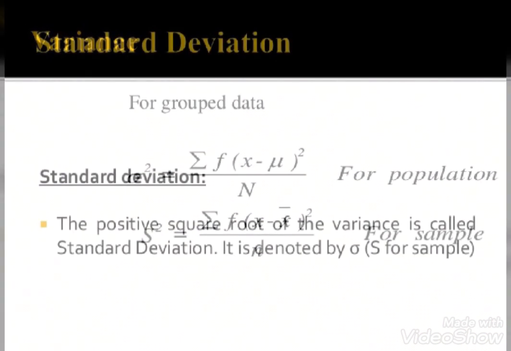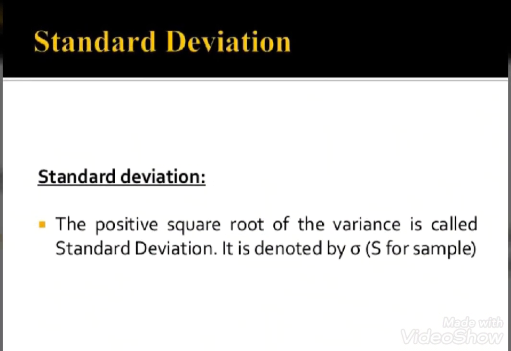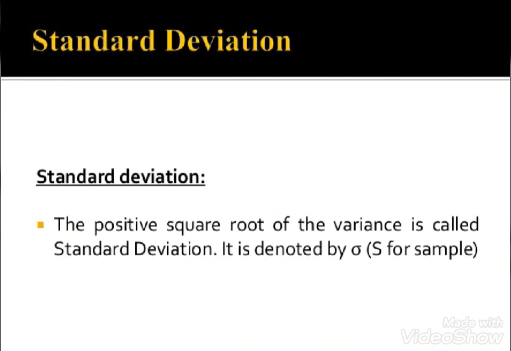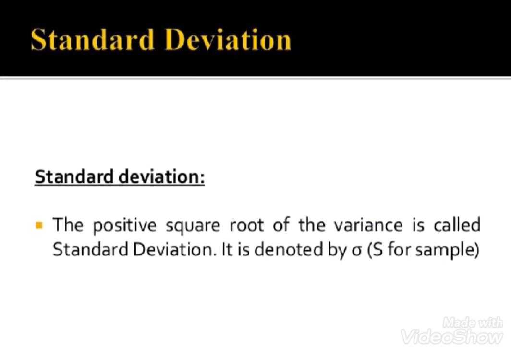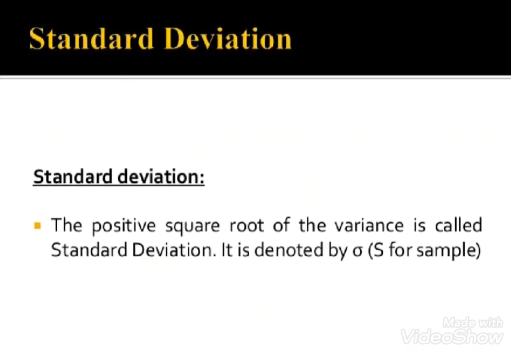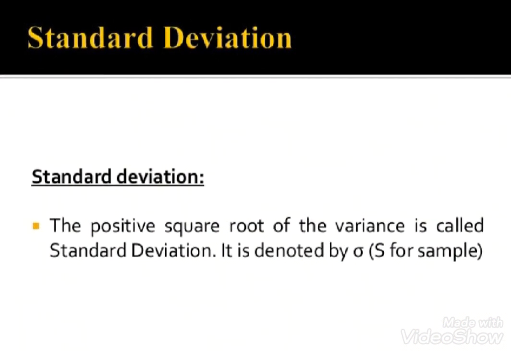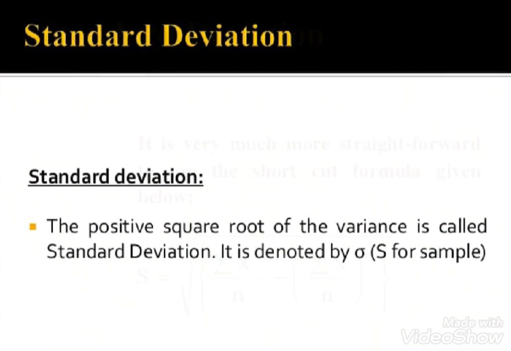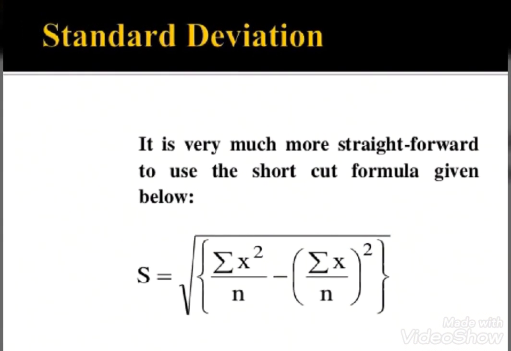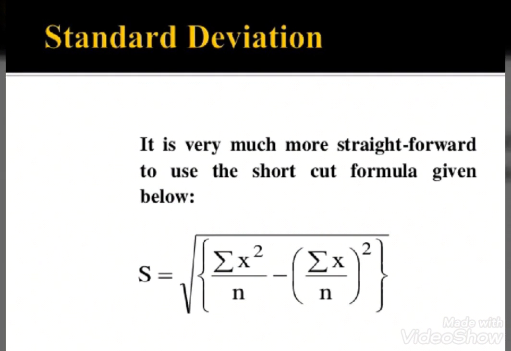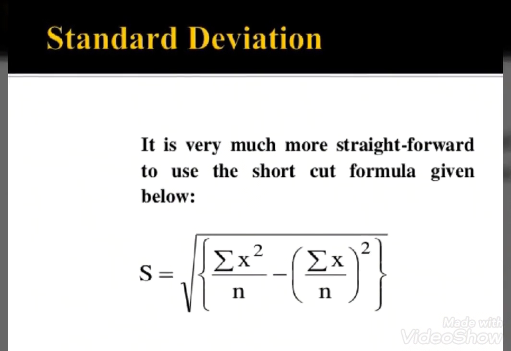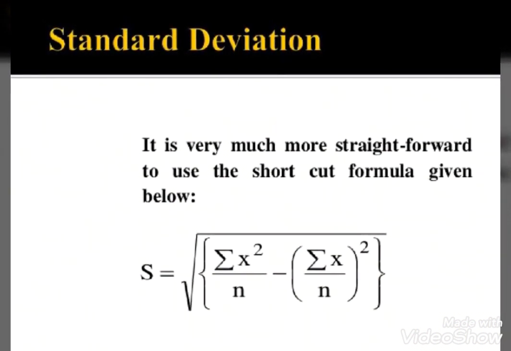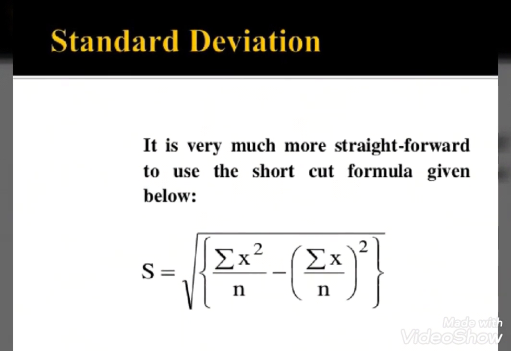Then we will see the standard deviation. The positive square root of the variance is called standard deviation. It is denoted by S for a sample. Then we will see the formula. It is much more straightforward to use the shortcut formula given below. Here is a shortcut formula to calculate your deviation.